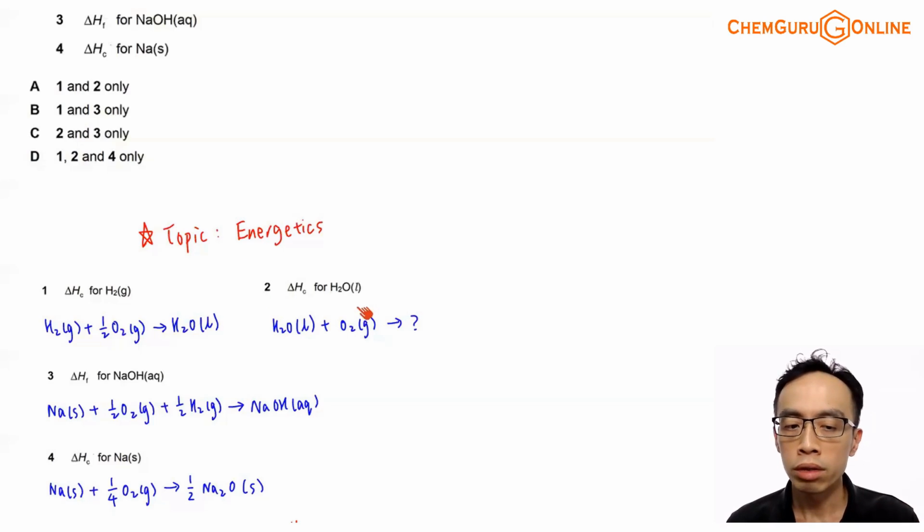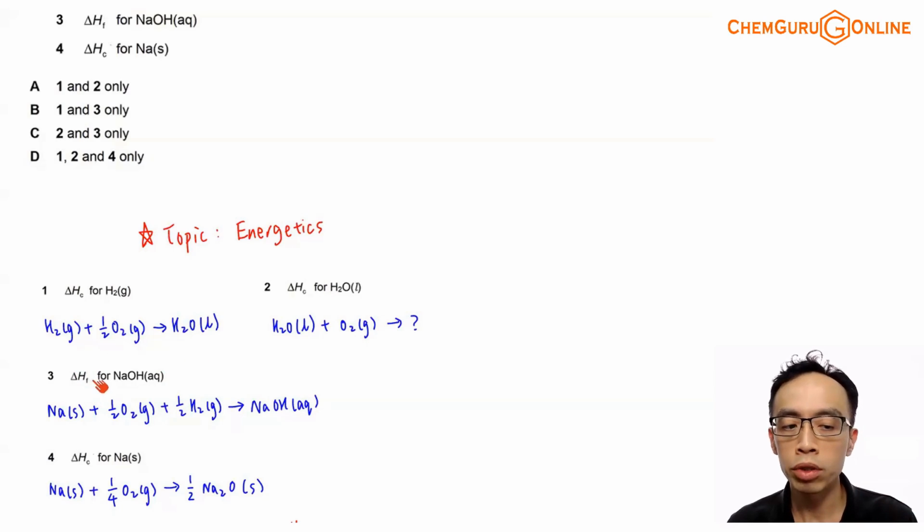So in this case, involving combustion for water, actually there's no such reaction, because the oxidation state for hydrogen in water is already the highest oxidation state. I'm not able to oxidize this even further. So basically the enthalpy change for combustion for water will just be not applicable. We are going to ignore this process number 2.